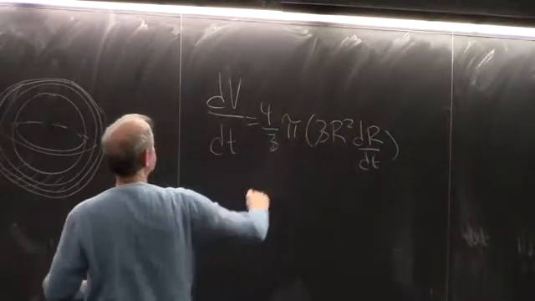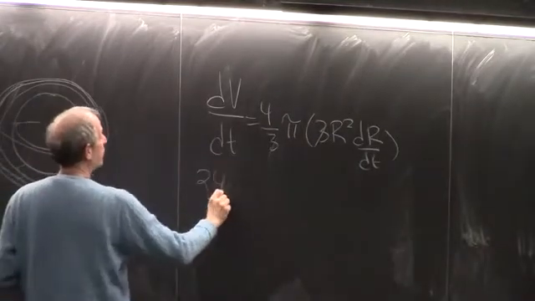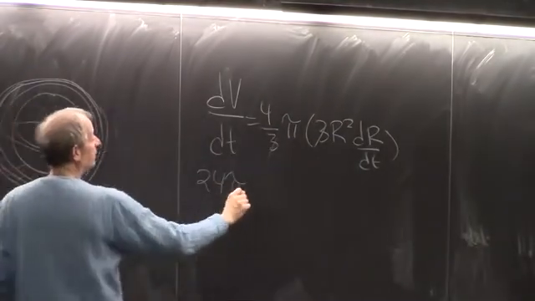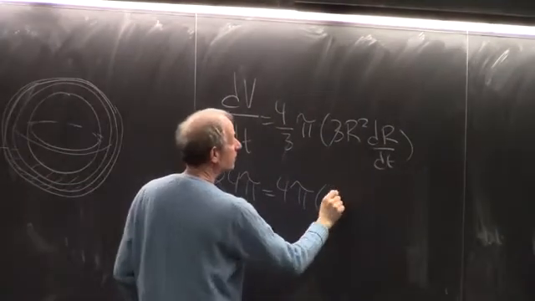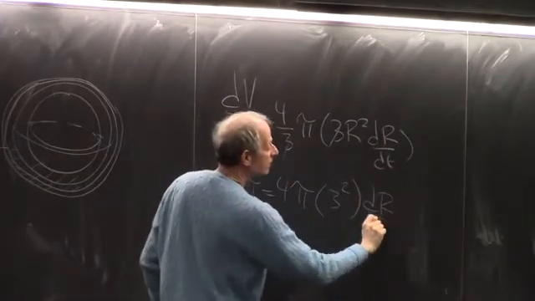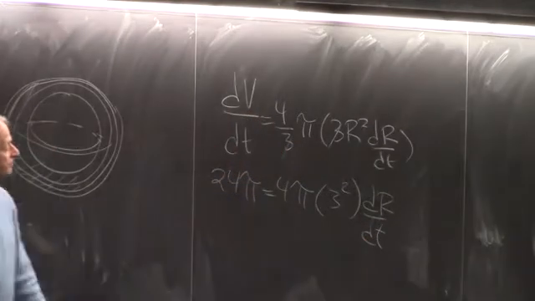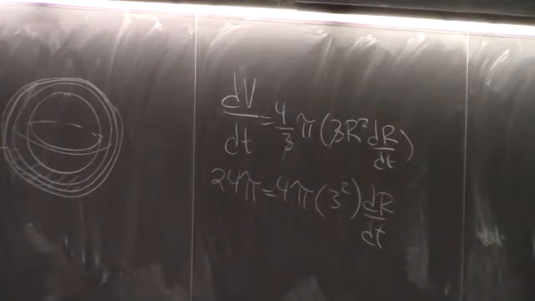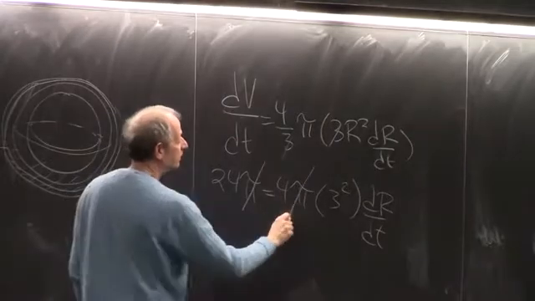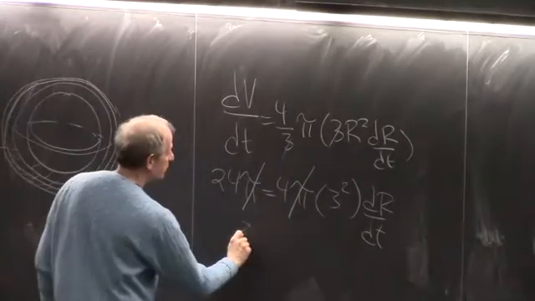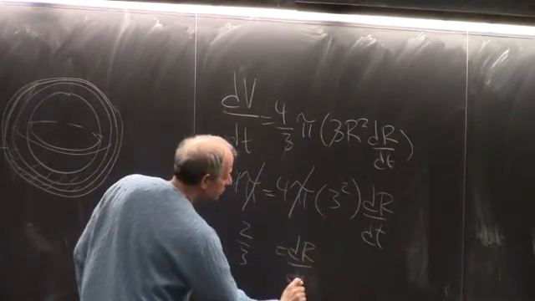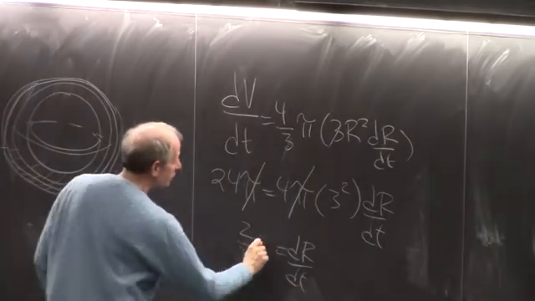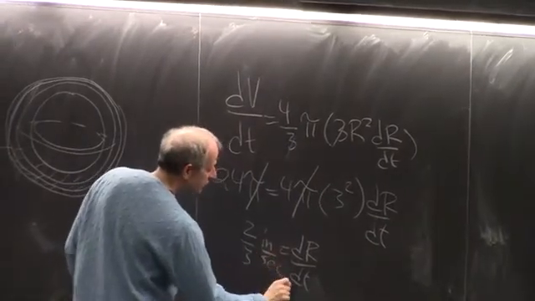Notice we cancel those 3's to make the math easier. And you get 24 pi is 4 pi times 3 squared dr/dt. The pi's cancel. And you get 2/3 equals dr/dt. And 2/3 what? 2/3 of an inch per second.